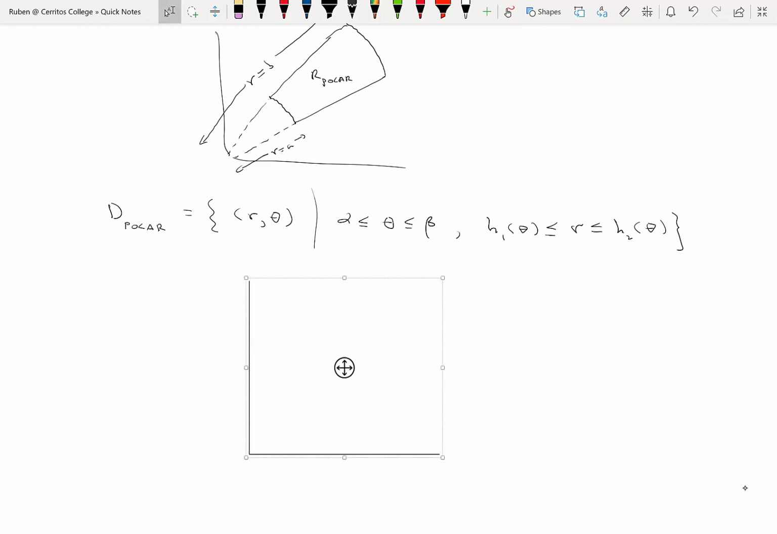Okay, so here's what our region looks like or generalizes into now. Let's say this is theta equals alpha. Here's theta equals beta. Here's h1 of theta, so r equals h1 of theta, and here's h2 of theta, r equals h2 of theta. So we've taken the constant r values, the arcs of a circle, and changed them to more general forms.